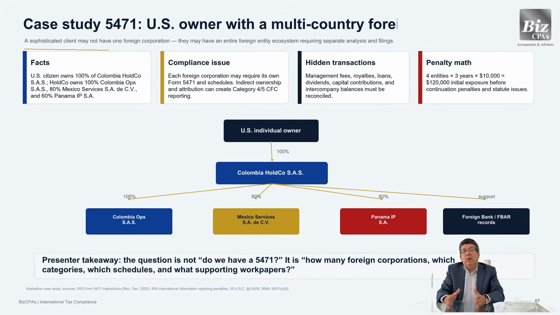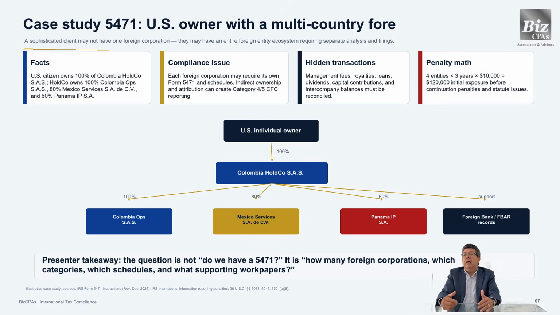Let me give an example of a U.S. individual, it could be a corporation, an individual that owns a Colombian SAS, which is similar to a corporation, a Colombian holding entity. And that entity owns a Colombian, in this example, OPS, another Colombian corporation, 100%. And then the holding Colombian entity owns 80% of a Mexican entity. It also owns 60% of a Panamanian entity.